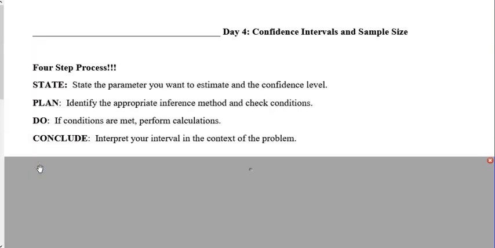Okay, so this is just building on what we've already done. It's a 4-step process. You're going to first state the parameter you want to estimate and the confidence level you're looking at. Plan: identify the appropriate inference method and check conditions. If conditions are met, do the math, then interpret. That's writing out that long sentence, filling in the blanks we've been doing the whole time.